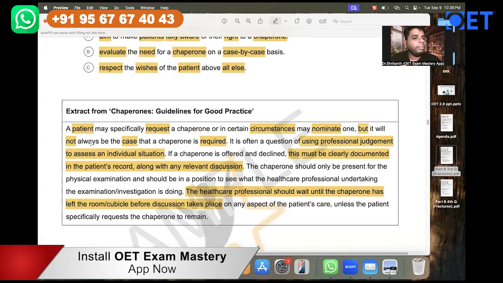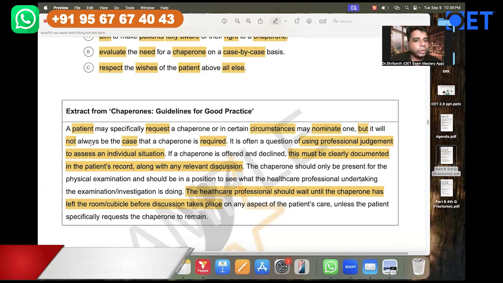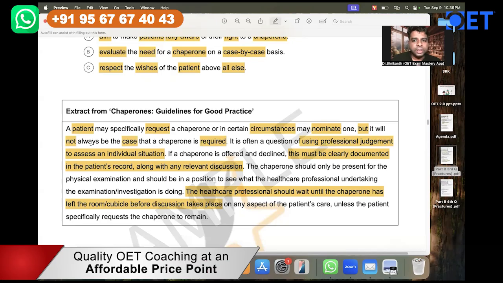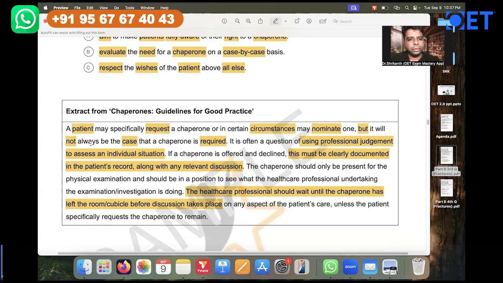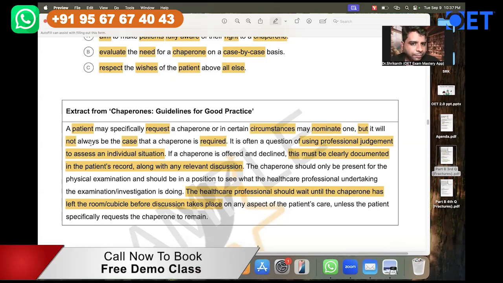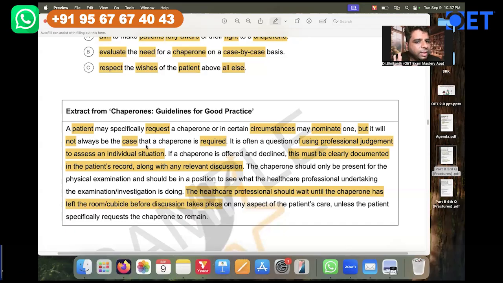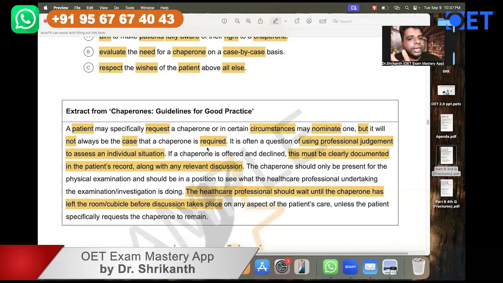So what is the meaning of that? Not always the case that a chaperone is required. That means even if the patient is telling, I request a chaperone, or I am nominating a chaperone, there may be no requirement for the chaperone. Means the patient is very healthy. They don't need a chaperone. The patient is just very lazy. So therefore, they need someone to help them because they're lazy. So that is the meaning of not always the case a chaperone is required. Means there is no requirement.